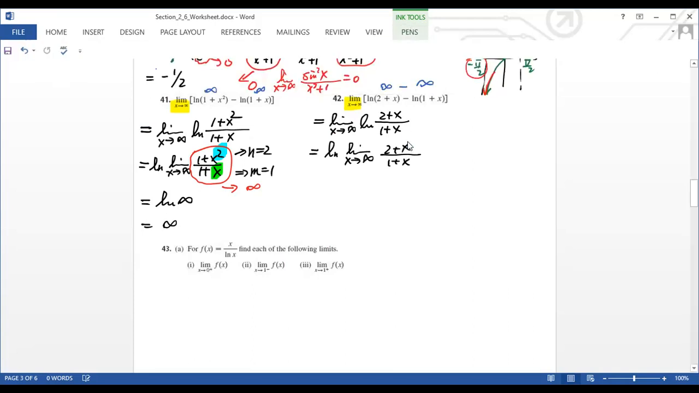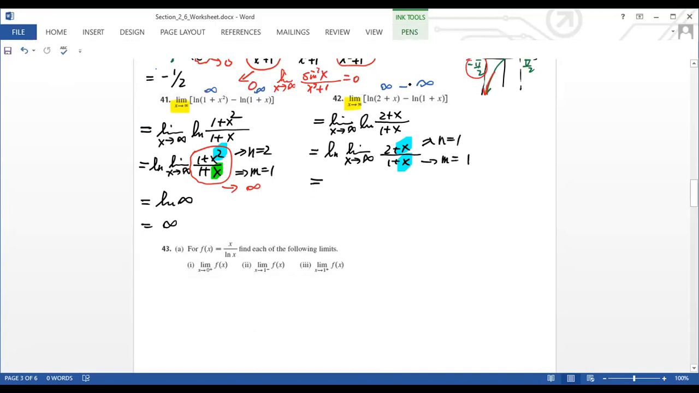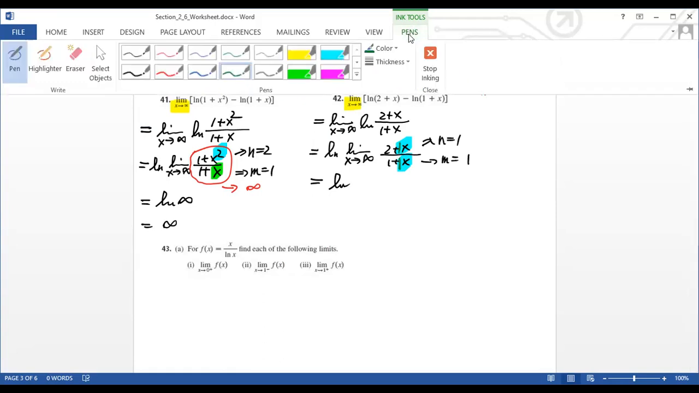All right, so take a look. What is the power here? What is the power here, right? The n is 1, and what is the power here? The m is 1. So the numerator exponent is equal to the denominator exponent. So the limit will just be what? The coefficient in front of x. So the coefficients here are 1 and 1. So it's 1 over 1, which is 1.